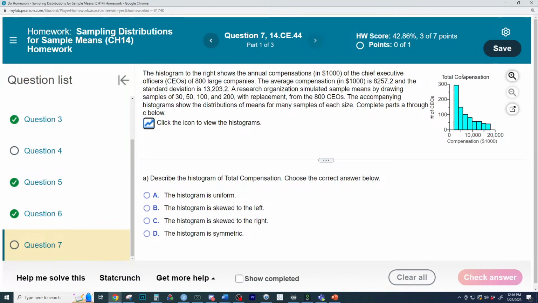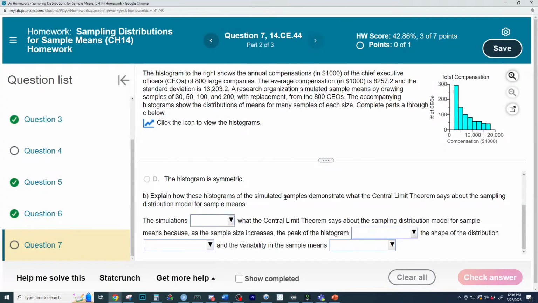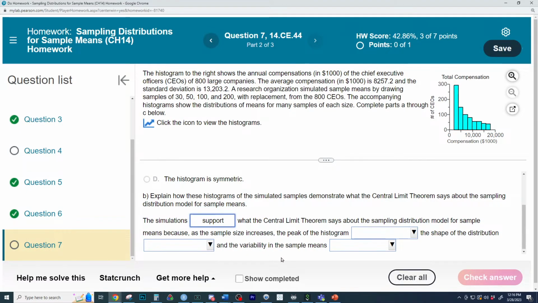Describe the histogram of total compensations. Well, that's skewed to the right. That's obvious. Explain what these histograms of the simulated sample distributions say about the central limit theorem. The simulations support what the central limit theorem says about the sampling distributions. The central limit theorem is a theorem, so simulations have to support it, because theorems are mathematical truths.